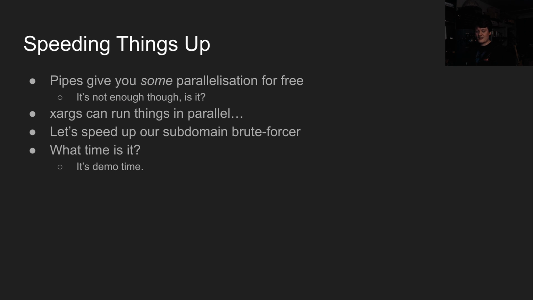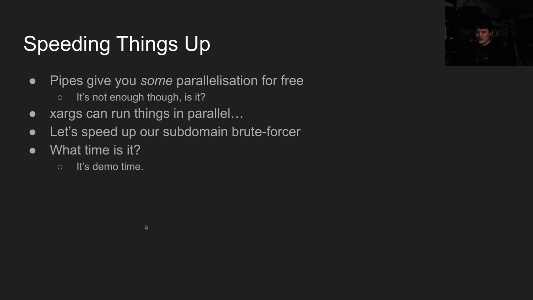So far the things that we've been doing are all kind of relatively single-threaded. Pipes actually give you some level of parallelization for free. So when you have a command that's joined together with lots of pipes, all of those individual sections are being run concurrently. And if you have multiple processors, as most systems do these days, they're running in parallel too. But oftentimes it's not really enough. So I want to show you an example of how we could use a tool called xargs to speed things up by speeding up our subdomain brute forcer.